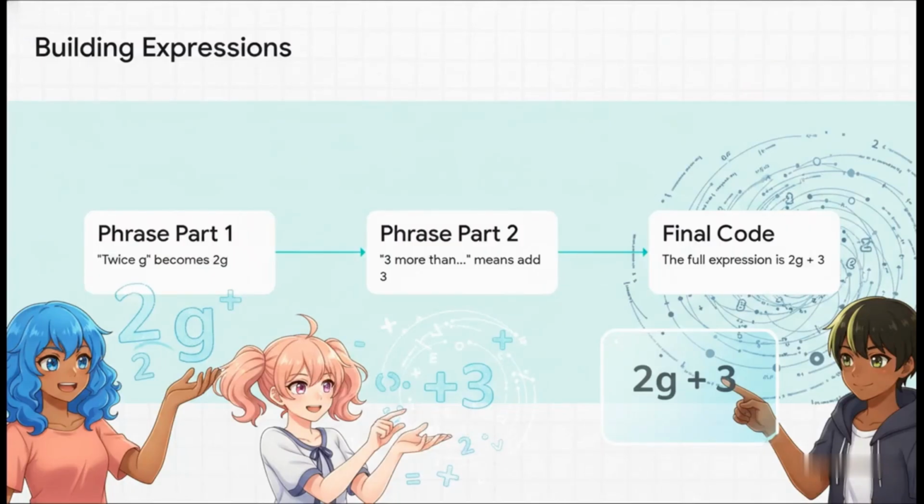So let's build a slightly longer sentence. We do it piece by piece. 2g, that's 2g. And 3 more than that? Well, we just tack on a plus 3. So the final code is 2g plus 3. See, we're not just translating single words anymore, we're actually forming ideas.